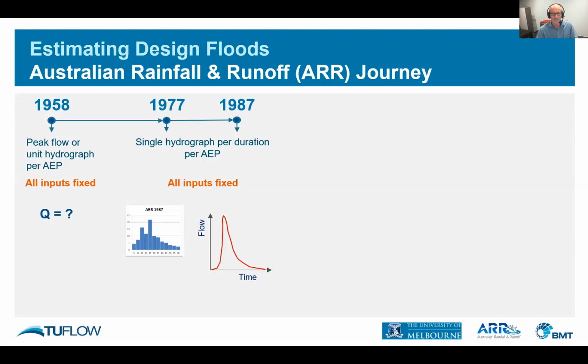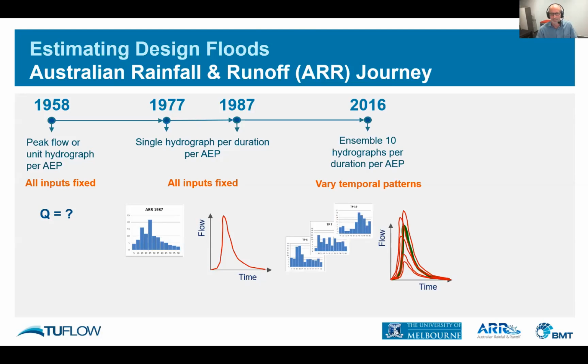So those two editions of this document tried to transition to a more realistic representation of how the rain fell on the ground. 2016 is the most recent one. That's been a major shift because we recognize that there's a lot of uncertainty about how the rain falls on the ground. You could have a front-loaded storm, you could have a rear-loaded storm. Your storm might be fairly evenly distributed. So they've moved to an approach where each duration has 10 temporal patterns for each AEP. And so you're basically modelling 10 different events, and then you're taking the average or the median.